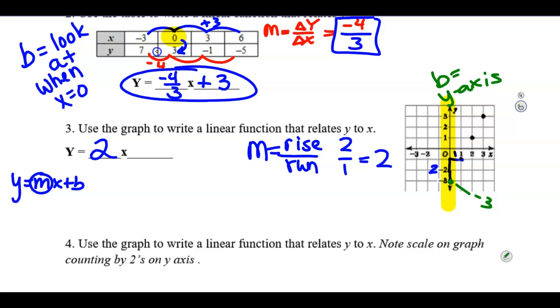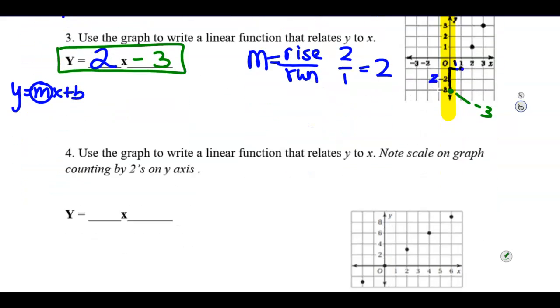We look at where, if it's a line or if they're points, it hits this y up and down line. So that hits at -3. So we would put -3 for our b. So our equation is y equals 2x minus 3. That's how we found it from a graph.